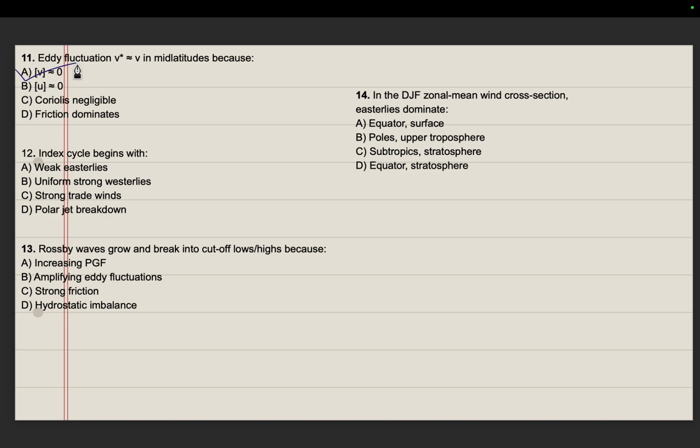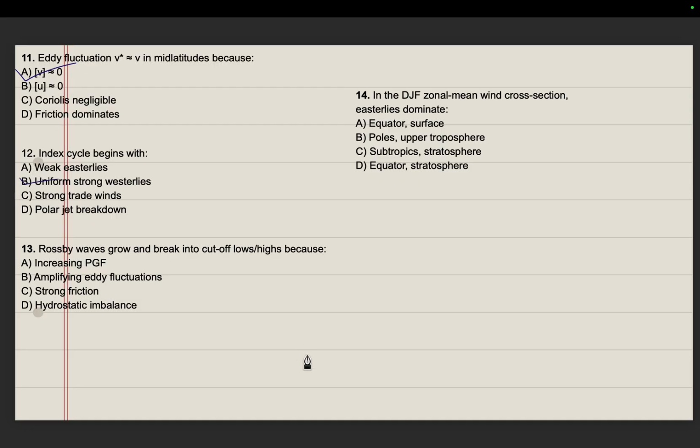Question 12, index cycle begins with weak easterlies, uniform strong westerlies, strong trade wind, or the polar jet breakdown. Index cycle begins with the uniform strong westerlies.